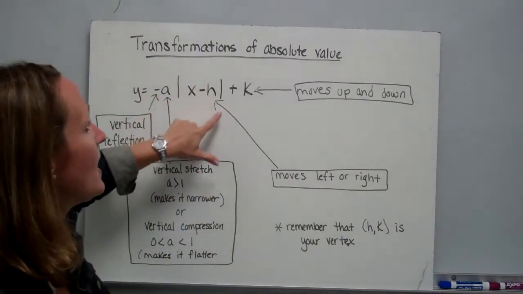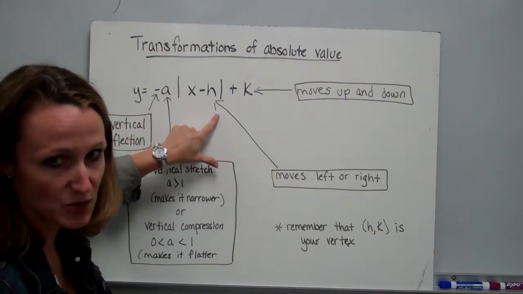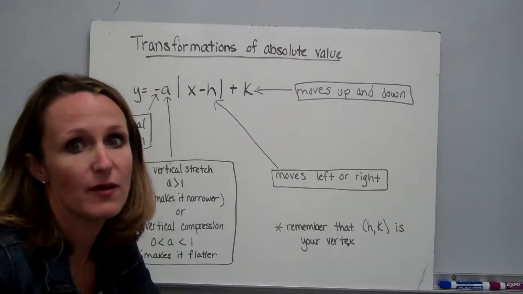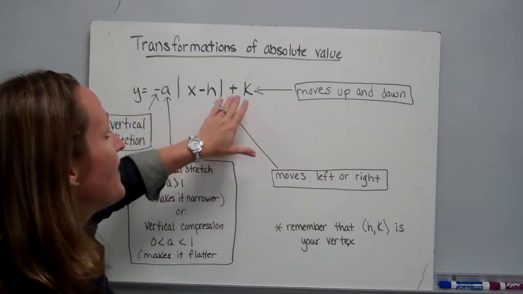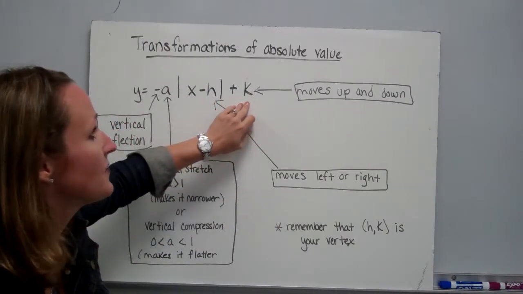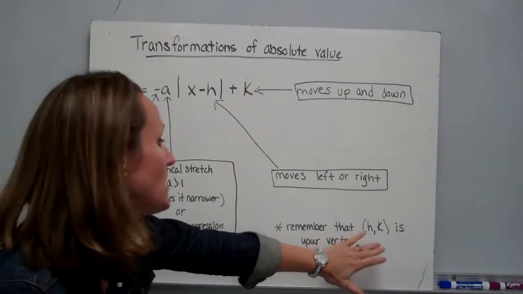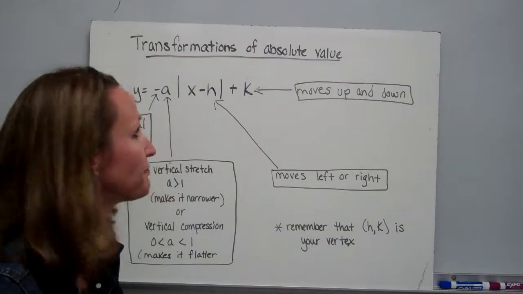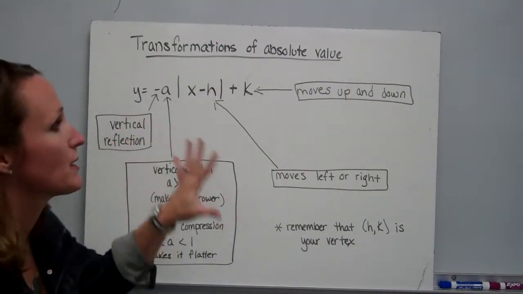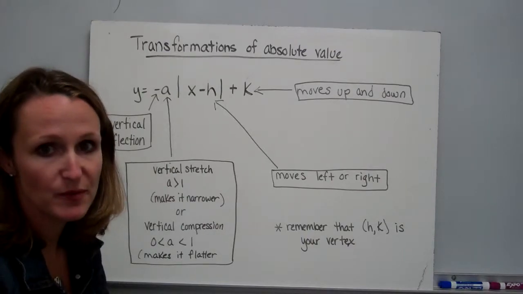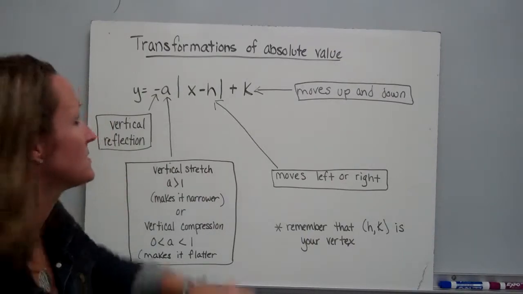If it's within the absolute value signs, it moves left or right, keeping in mind that it goes the opposite of whatever you see. And then whatever's on the outside of the absolute value sign moves it up and down. Please keep in mind that (h, k) is your vertex. Okay, so these are transformations of absolute value. They are the same as they were when we dealt with quadratic equations.